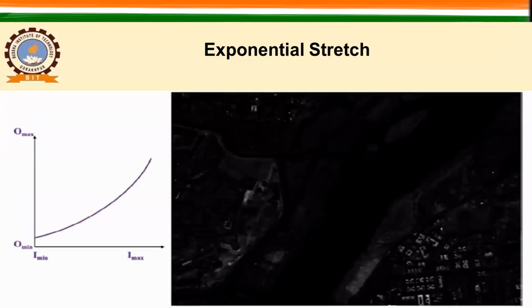So here you can see the result of exponential stretch, right? And see this particular area. Basically these were the brighter portion of your image, and again it is preserving and highlighting that information which was hidden in the raw data. So this is the example of exponential stretch.